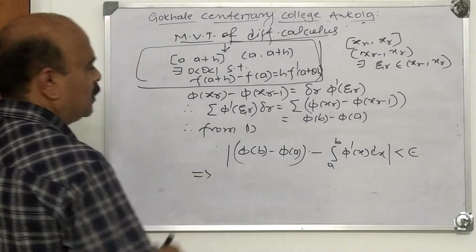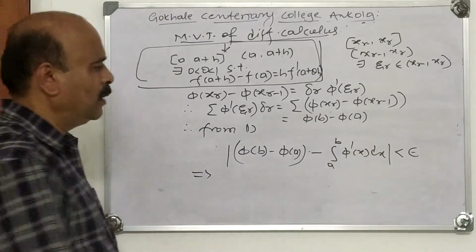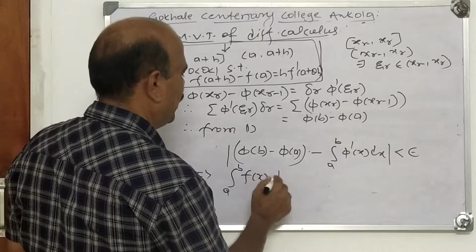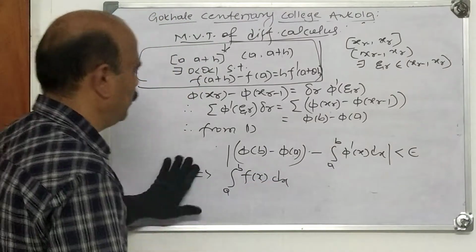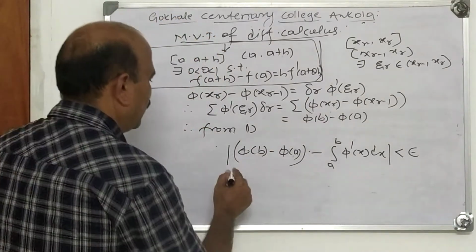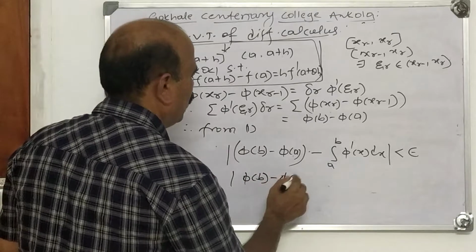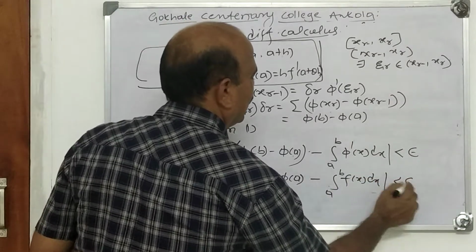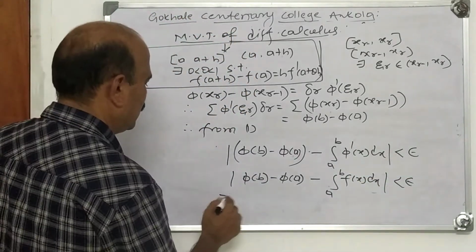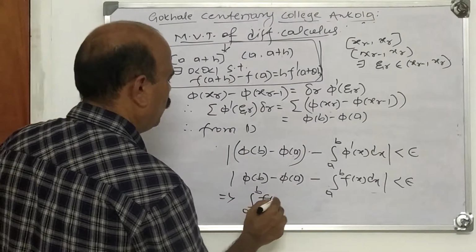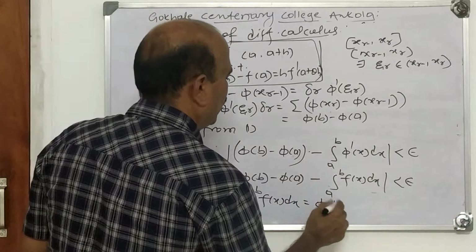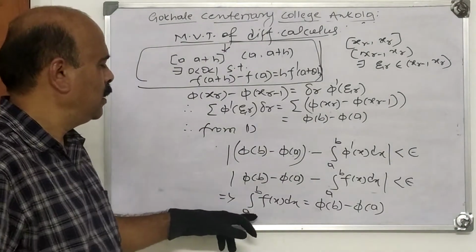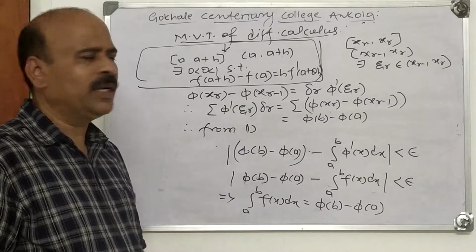Now, what does this imply? Epsilon is an arbitrarily assigned positive number. However small it is, less than epsilon means integral a to b f of x dx, because pi dash x is f x. Let me write one more step: pi of b minus pi of a minus integral a to b f of x dx is less than epsilon, because pi dash is f. This implies integral a to b f of x dx is equal to pi of b minus pi of a. And this is the proof of the fundamental theorem of integral calculus.